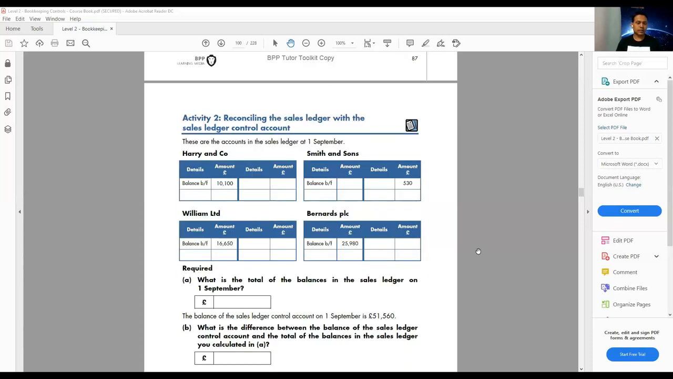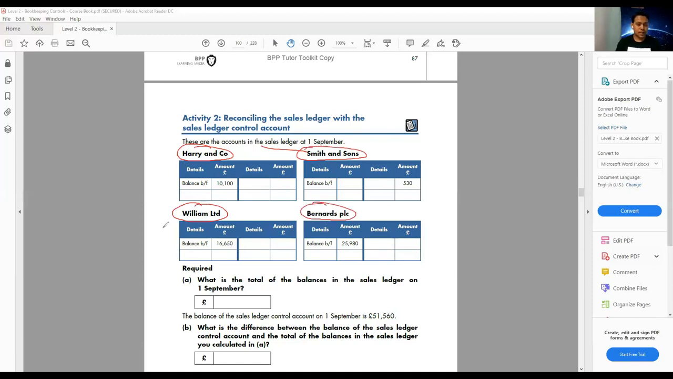Let's do this question. It's the same thing, sales ledger control reconciliation, but this time we'll do a bit different template. So this time we can see we have some sales ledger balance on 1st of September. We have Harry & Co., this is one of our customers. We have William Limited, our customer. Smith & Son, our customer, and Bernard PLC, they are our customers.